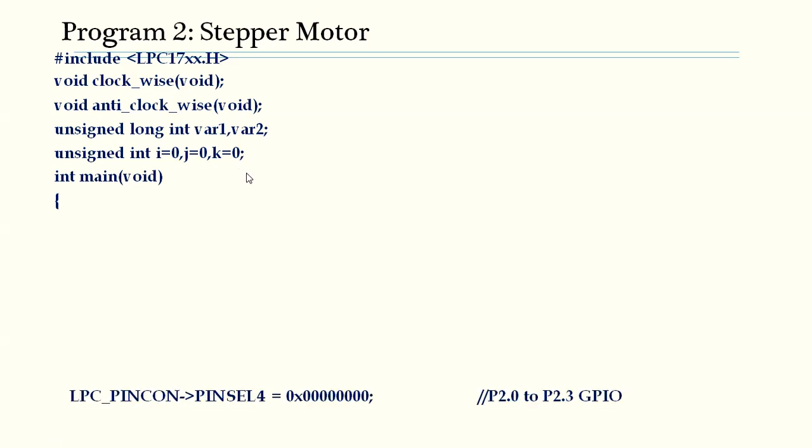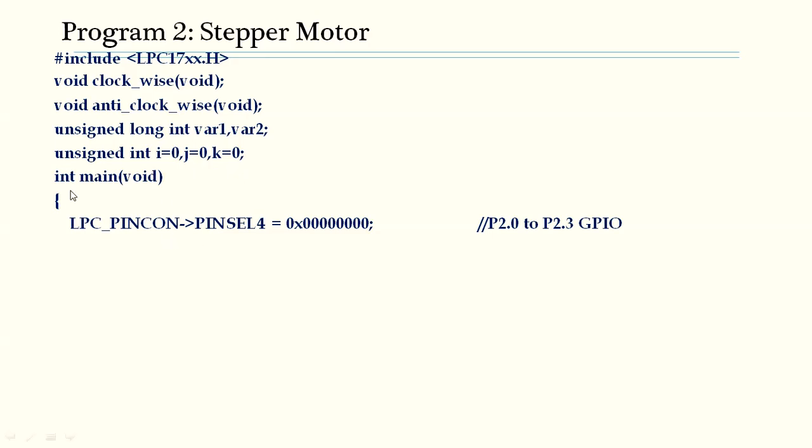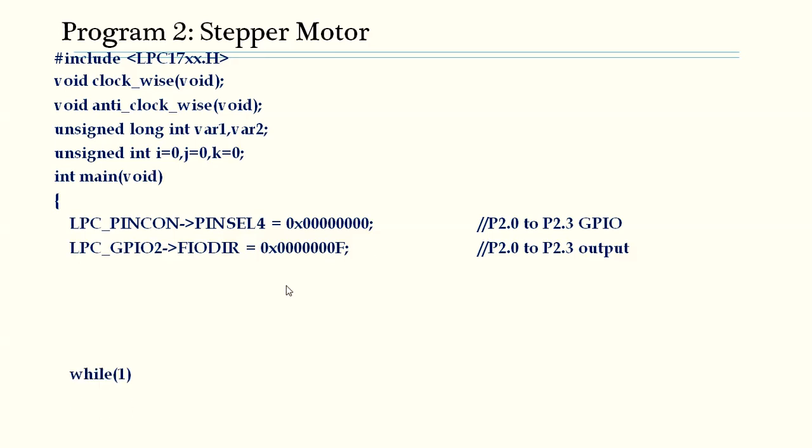Let's begin with the main program. The first statements that we see are the initialization statements. For P2.0 to 2.3, we require PINSEL4 to be used, and since all have to be programmed as GPIO, we have set it with the value of 0. And next is the FIODIR register, the direction register. So all the lower 4 bits have to be made as 1, because all the 4 bits, that is P2.0 to 2.3, are being made as the output.